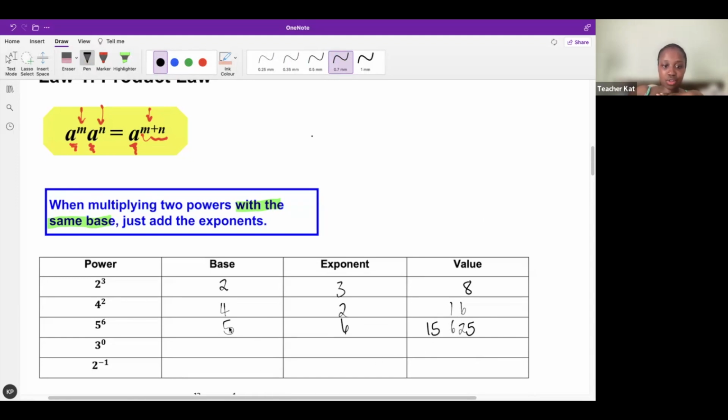And then my next one, what's the base for the next one? 3 to the power of 0. My base is 3. My exponent is 0, and the value of my expression is 1, which is one of the rules that we're going to learn about exponents a bit later on. But by now, it seems like everyone knows that anything to the power of 0 is 1. Okay, for the last one, my base.